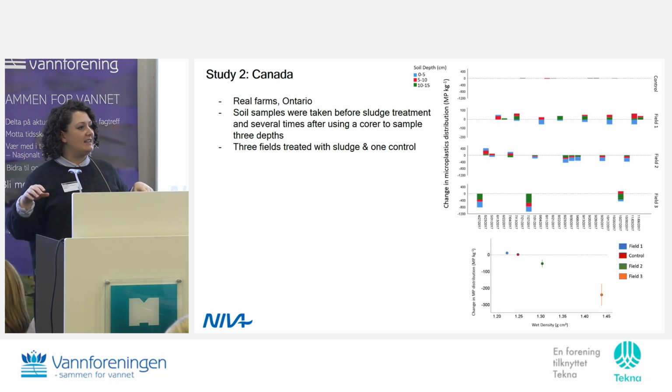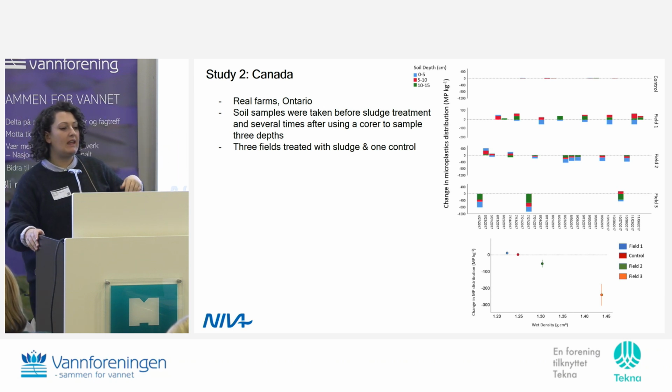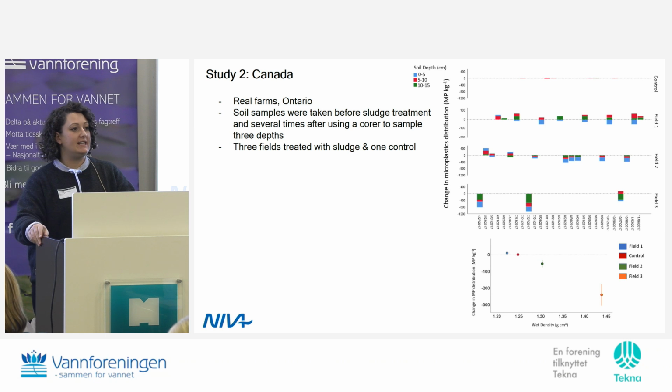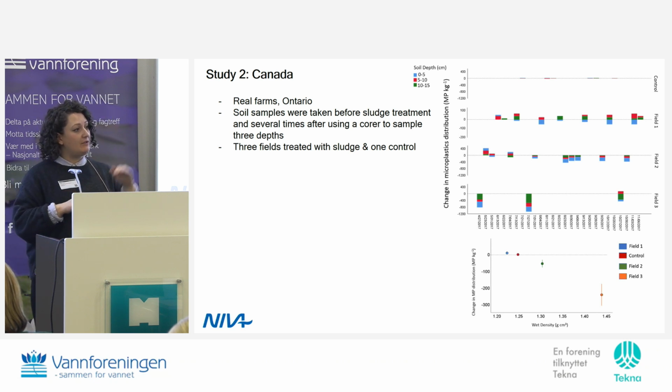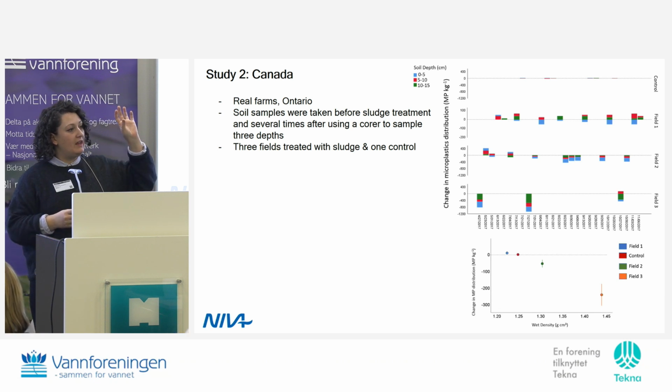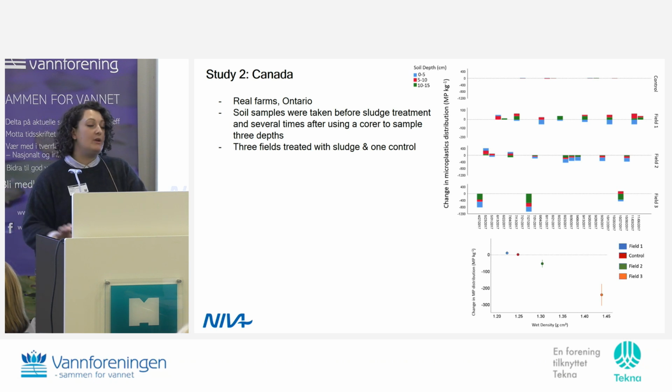So we would have a sample representing, for example, 0 to 5 centimeters across the whole field. And then we also had 5 to 10 centimeters and 10 to 15. And then the sludge application was performed, and then we went back and repeated this sampling several times following the application of sludge. And we were able to then compare the levels in the different depths of the soil to see how microplastics were moving vertically, but also being exported from the field as well. We also had a control plot here to try and understand the background levels of the soil.